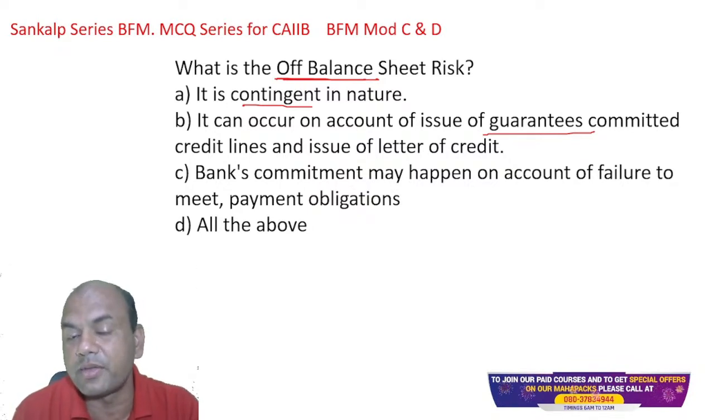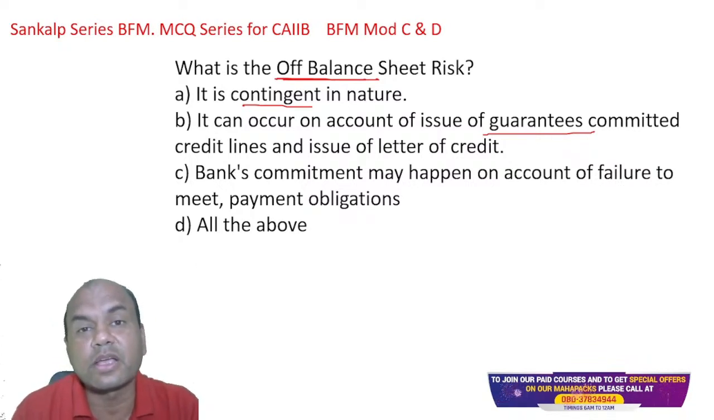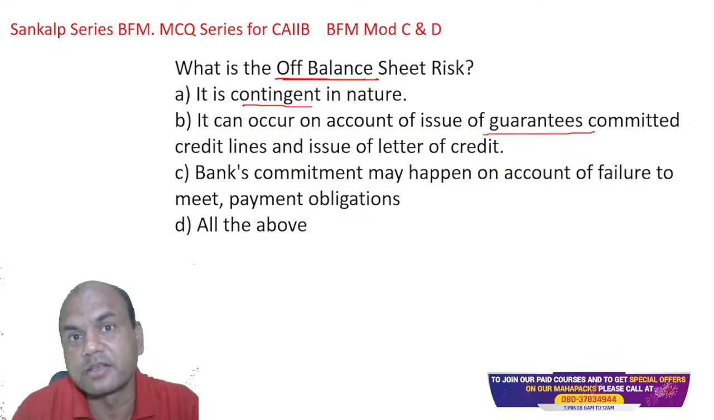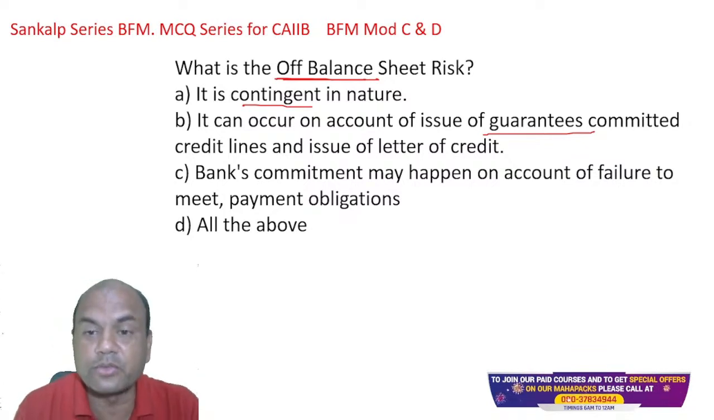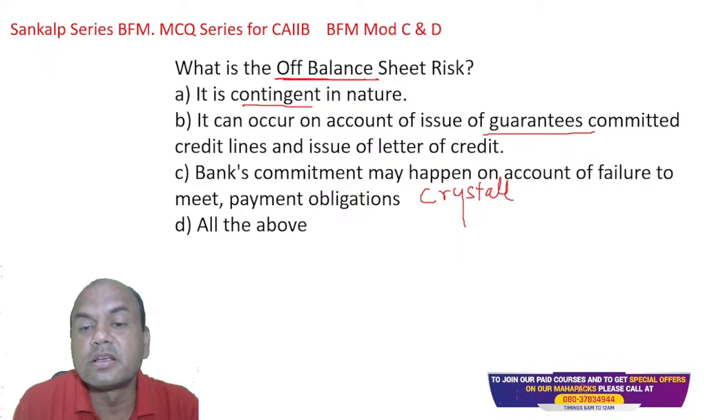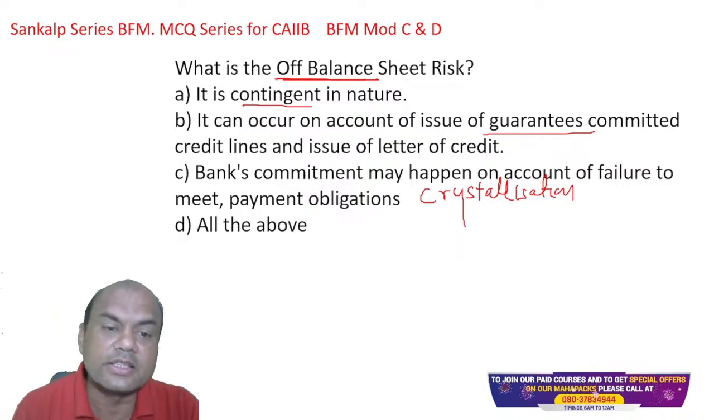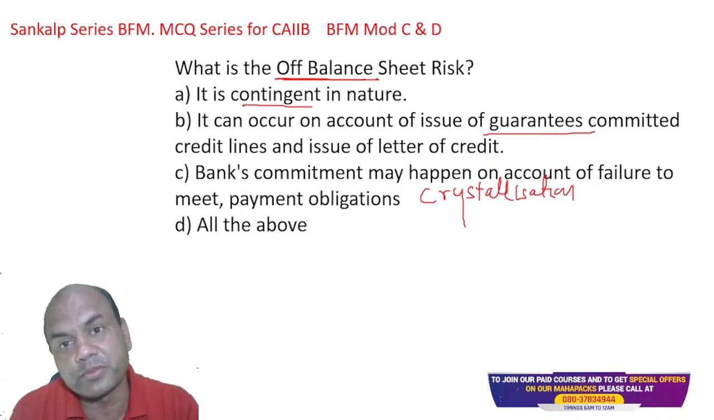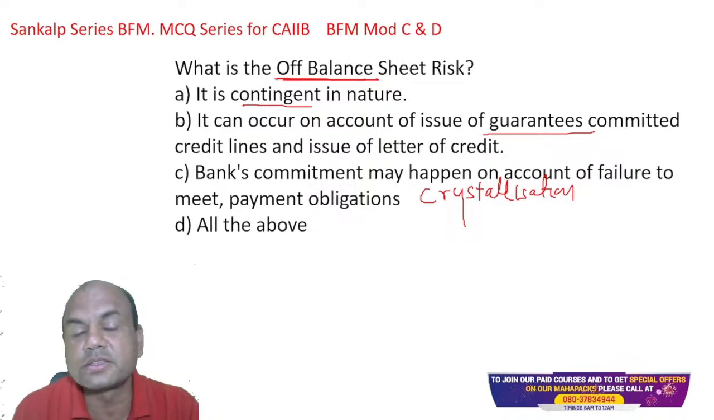When I issue a guarantee, what does it mean? I am telling somebody, if this guy doesn't perform, I will pay you whatever your losses are. So actually, if this guy doesn't perform, I'll have to pay it. So it may get converted into cash, and this is known as crystallization. Crystallization means converting the contingent liability into a real liability, that is, a cash flow liability. So what is the answer? Contingent, guarantees, crystallization.